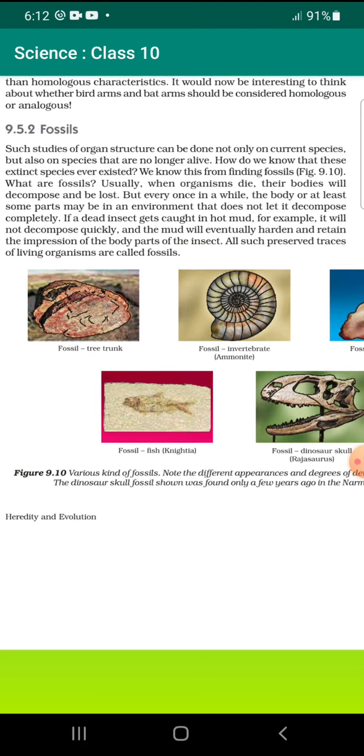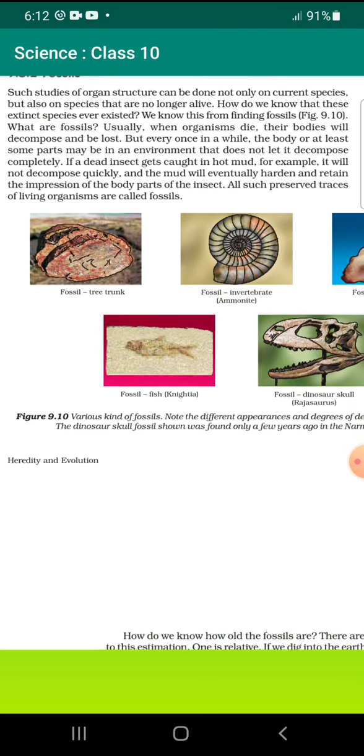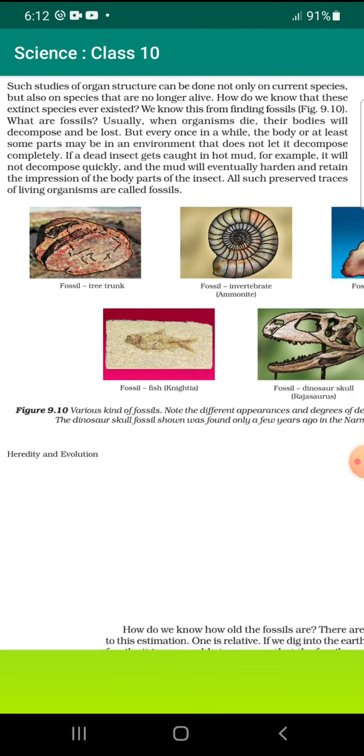It would now be interesting to think about whether bird arms and bat arms should be considered homologous or analogous. Fossils. Such studies of organs can be done not only on current species but also on species that are no longer alive. How do we know that these extinct species ever existed? We know that from finding fossils.